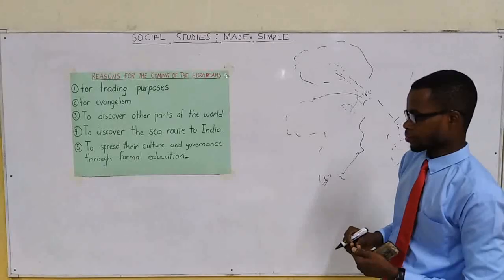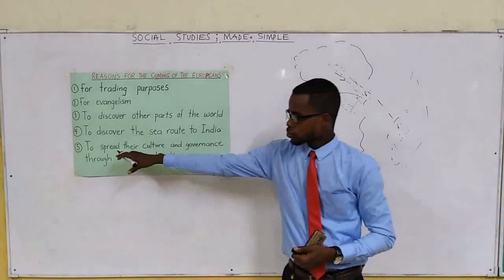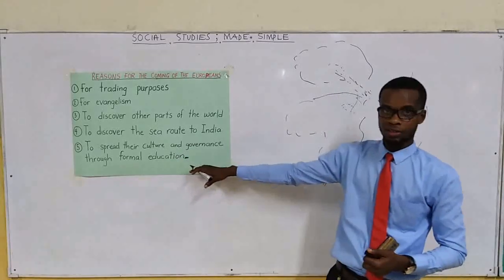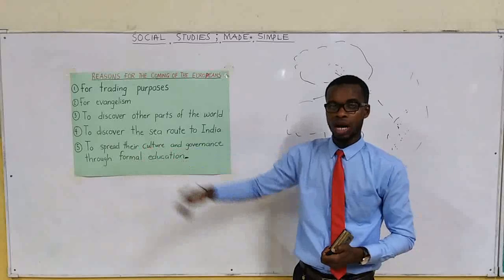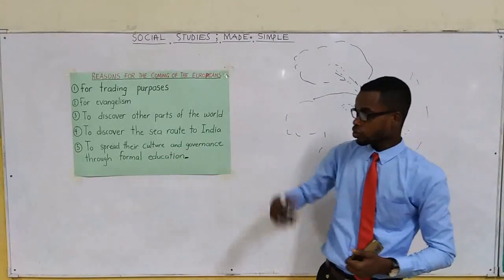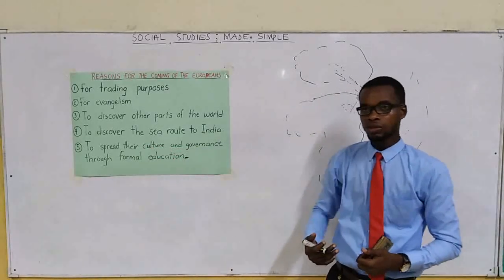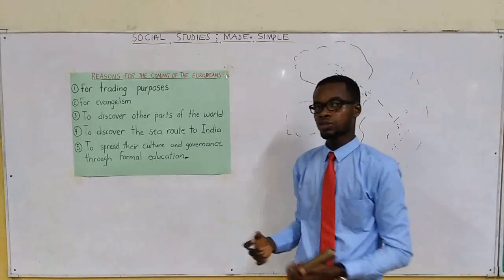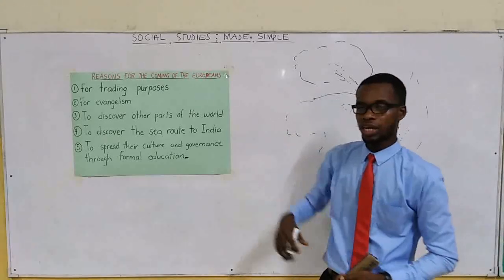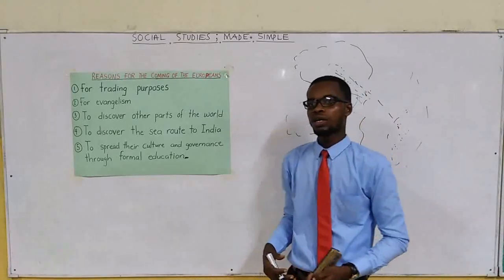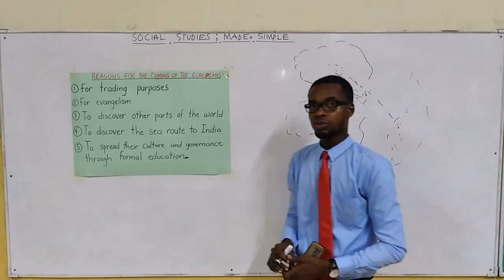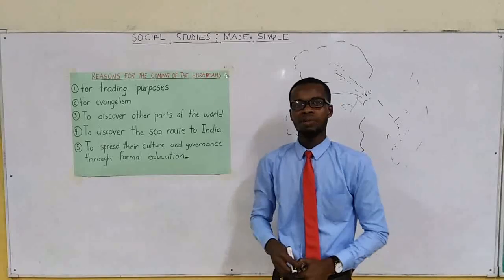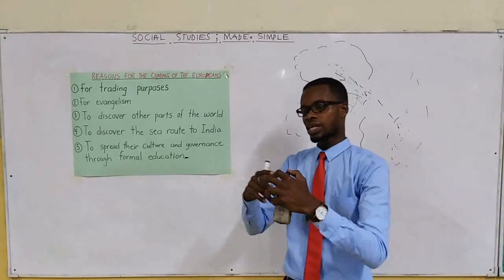Okay, then the fifth reason, to spread their culture and governance through formal education. So that was also an agenda, that was the reason, because they wanted to dominate them all. So if they come across people or a group of people who do not practice their ways, they try everything possible to let the people also accept their culture.